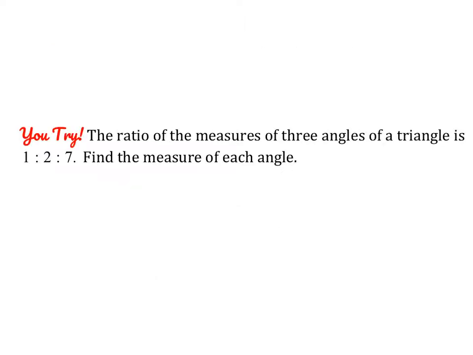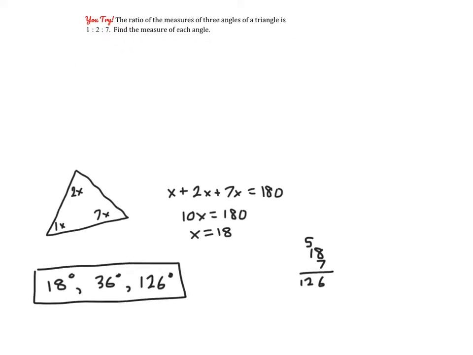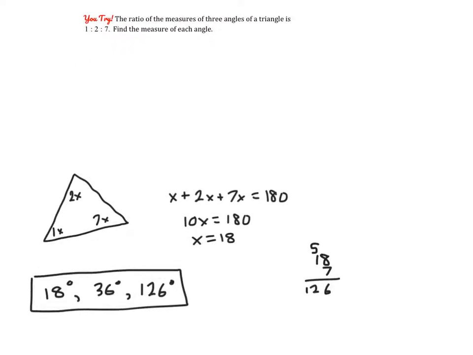All right, go ahead and pause the video and give this problem a try. Okay, so your equation should say x plus 2x plus 7x equals 180. So solve for x, and then you substitute to find the three angle measurements. So 18 degrees, 36 degrees, and 126 degrees.